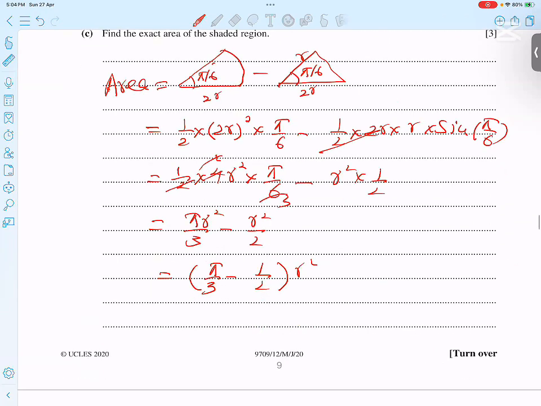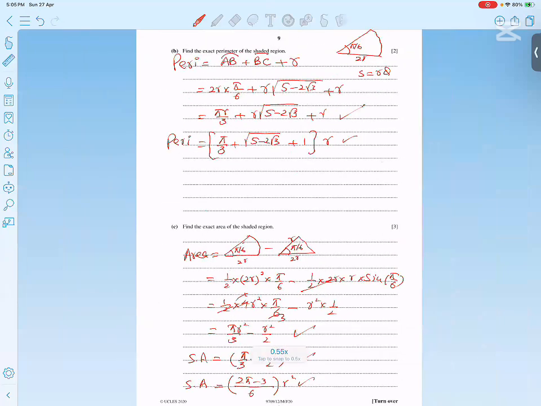If we leave it here, full marks, or take r² common, that is also a correct answer. But sometimes you can see teachers take the LCM: (2π − 3) with r² outside. So all three answers are correct. You can take any answer. This is the shaded area. I hope the concept of the question is completely clear. And that's it.